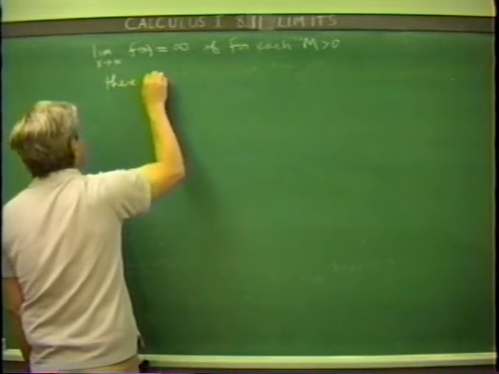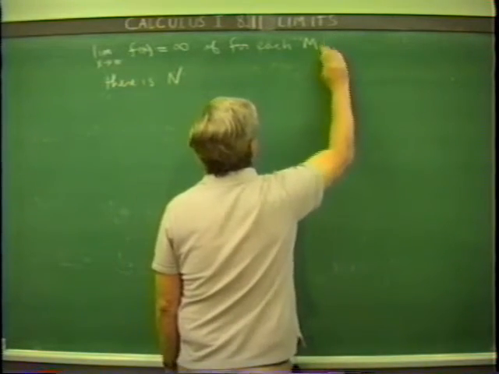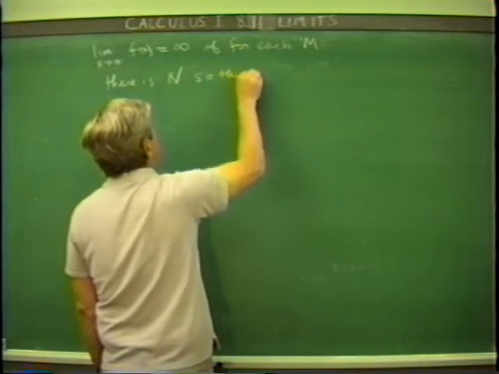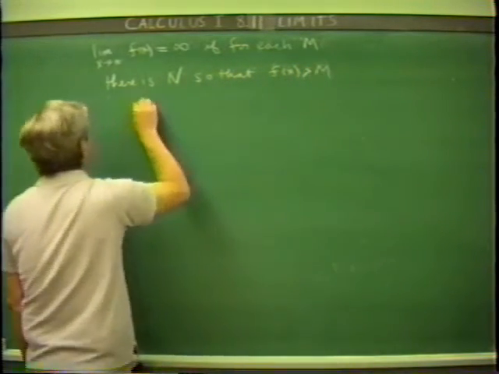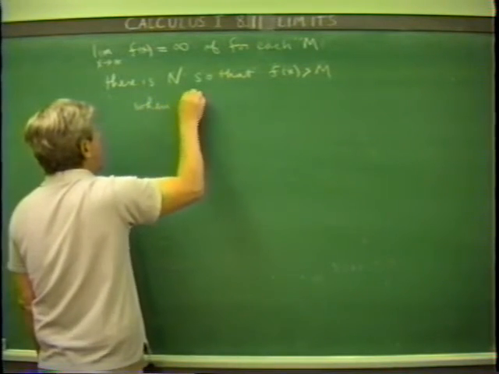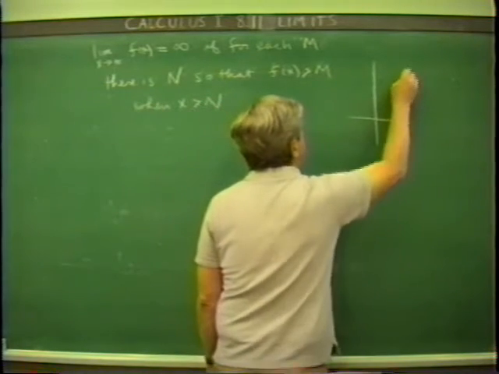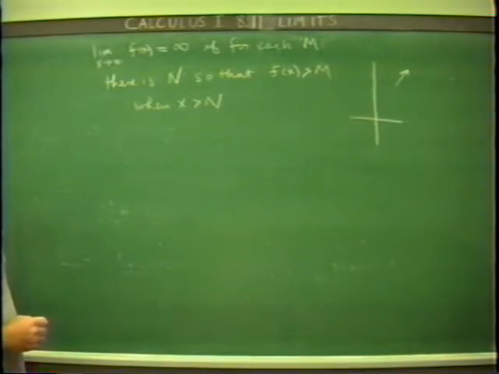for each number m greater than 0, there is an n. Well, actually, we don't have to have m greater than 0. Any number m, there is an n, so that f of x is larger than m when x is larger than n.